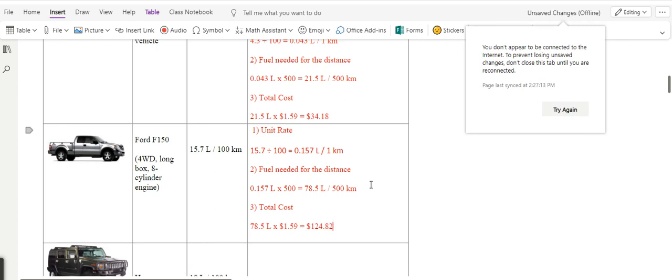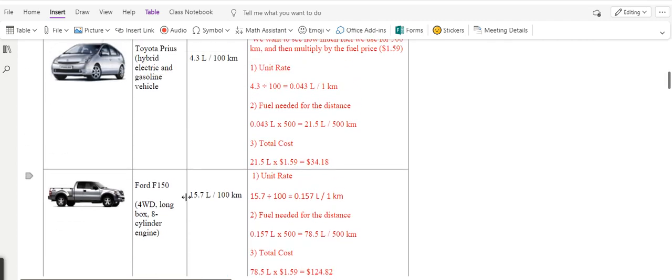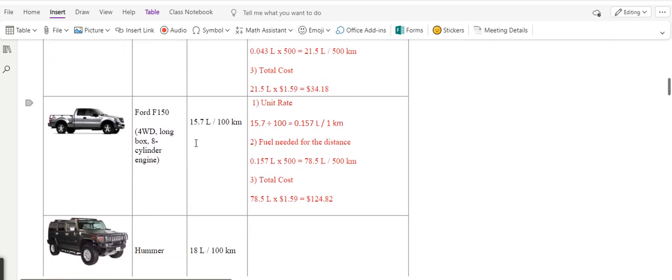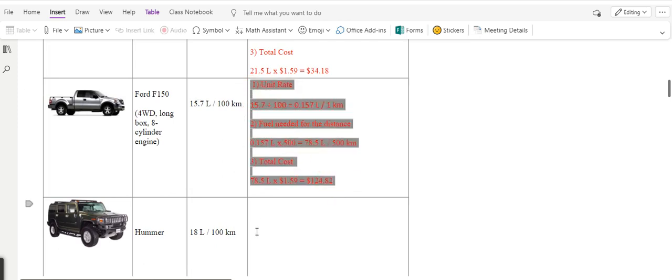And so it is. Okay, so again, it ended up being roughly 3 to 4 times the price, but that was to be expected as we went through this. Okay, last one here is the Hummer. So the Hummer costs even more liters per kilometer than the truck. So it's going to be the same kind of calculation again.